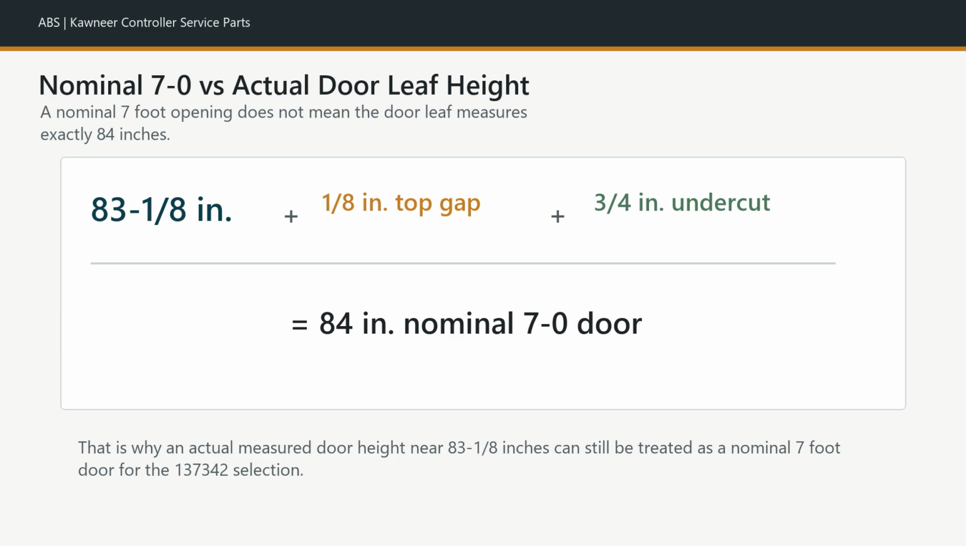What if it's just like an 83 1/8 inch tall? What would you make that out to be in terms of a door height? Let's see. That's a 7-foot door. Yeah. So the 42 is the one that you would want to order.